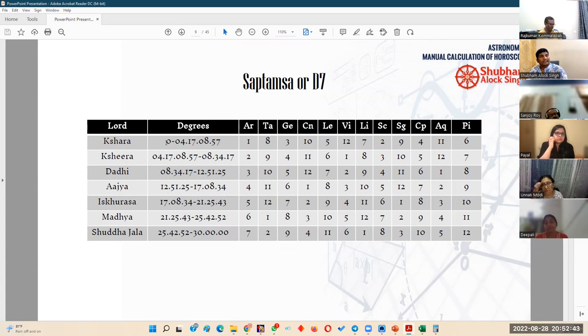The degree division is as such. 0 degree to 4 degree, 17 minutes, 8 seconds, 557 milliseconds is the first D7. And so on and so forth. The Lord of D7 being Char, Chir, Dadi, Aj, Ikshuras, Madhya, and Suddhaja.